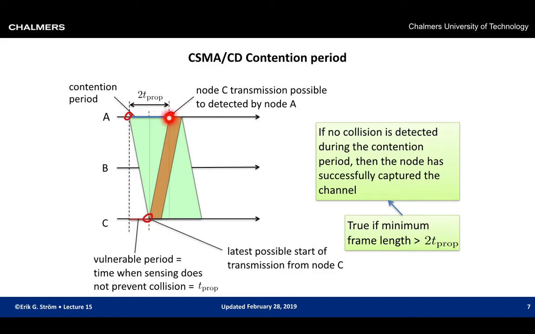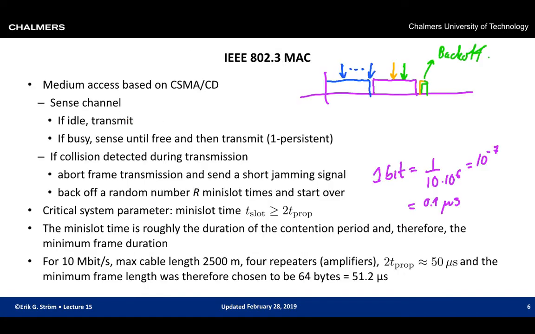So after 2 t-prop, 2 things can happen. Either you know you have the channel, that you're the only one on the channel, or you have detected a collision. Okay. So we talked about this earlier, right? But just to refresh your minds. So in Ethernet then, one decided, okay, the minimum frame length has to be 64 bytes, which corresponds to 51.2 microseconds. And this is for 10 megabits per second.